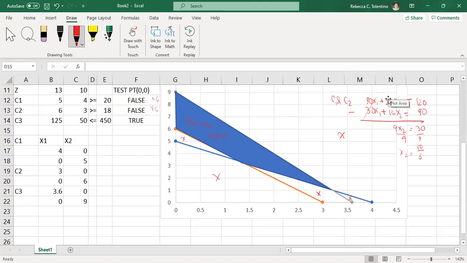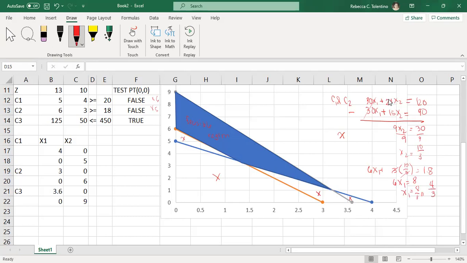Now, to get x of 1, we can substitute x of 2 equals 10 over 3 in the second equation. So that's going to be 6x of 1 plus 3 times 10 over 3 equals 18. This will cancel out. So 10 transposed to the other side, that's going to be minus 10. So 18 minus 10 is 8. So we have 6x of 1 equals 8. Dividing both sides by 6 will give us x1 equals 8 over 6 or 4 over 3.